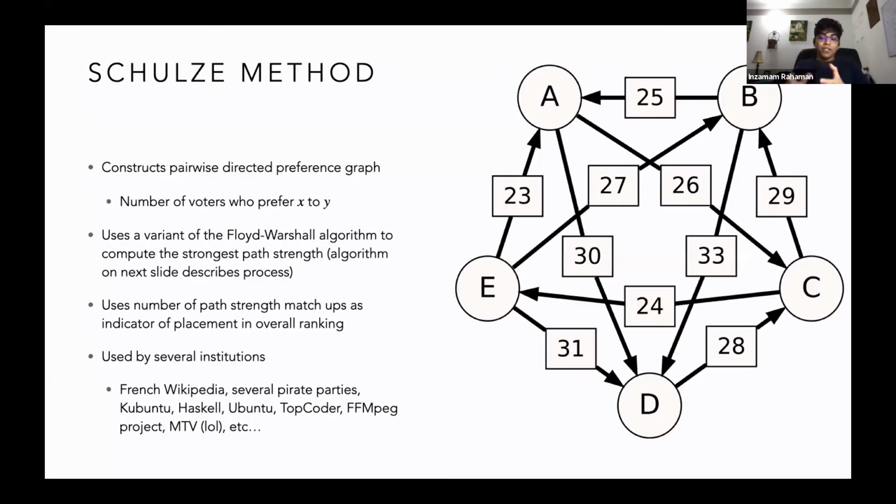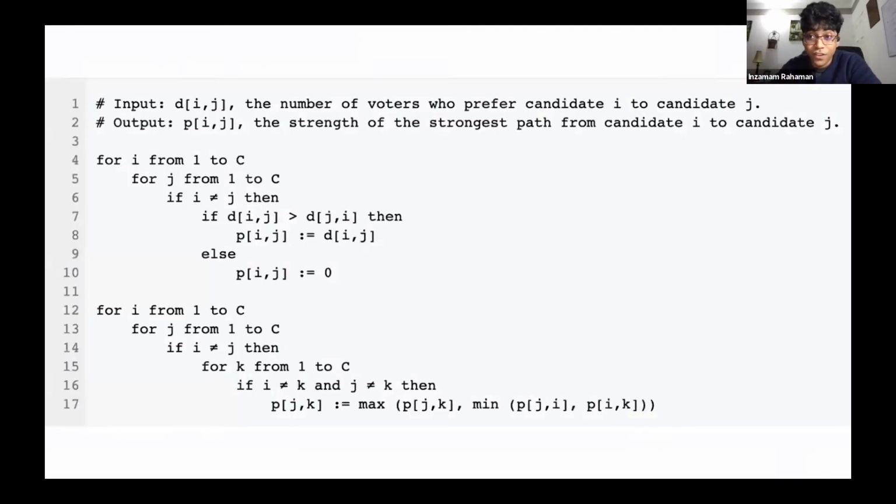What's also really interesting is this other method called the Schulze method of voting. The idea is that you construct a pairwise directed preference graph. So here, in this graph, you have 23 people who prefer E to A. Then you use a variant of the Floyd-Warshall algorithm to compute what are considered the strongest paths. From there, you can compute the degree of overall preference for a particular candidate amongst the voters, and then you can compute a winner. So this is the algorithm for it, and it's pretty easy. You can imagine implementing this in a little bit of Python, right? It's very easy to implement.